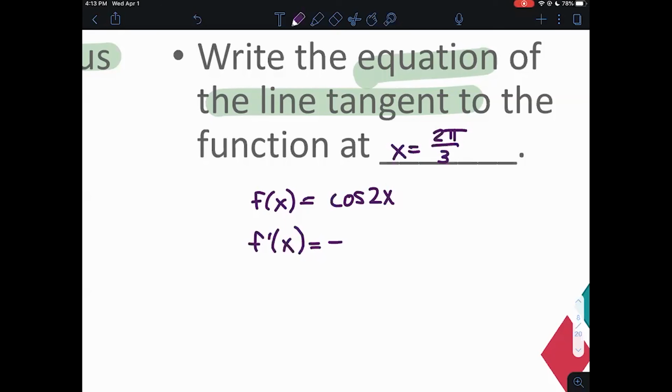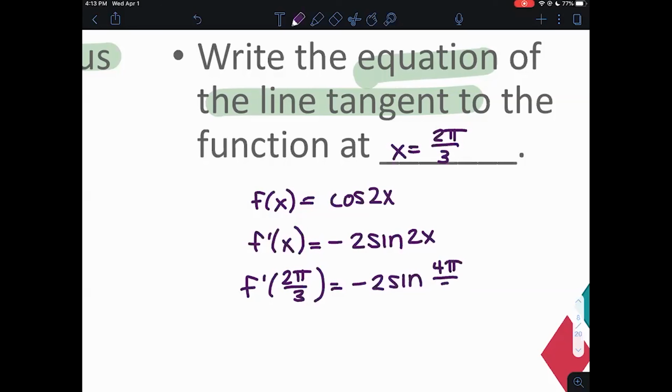We already have it from the problem before. Negative 2 sine of 2x. This time I want to evaluate this at 2 pi over 3, which would be negative 2 sine of 4 pi over 3. Think about what that is. Think about your unit circles. Third quadrant, sine of 4 pi over 3 is negative root 3 over 2. So we're going to get negative 2 times negative root 3 over 2. We're going to get a positive root 3. So our slope of the tangent line at x equals 2 pi over 3 equals root 3.